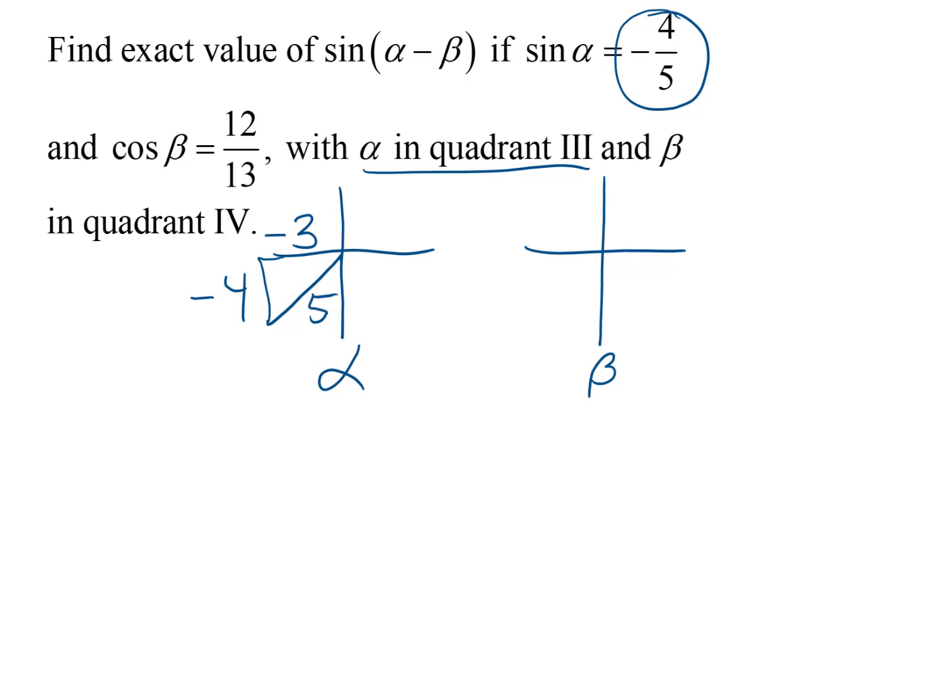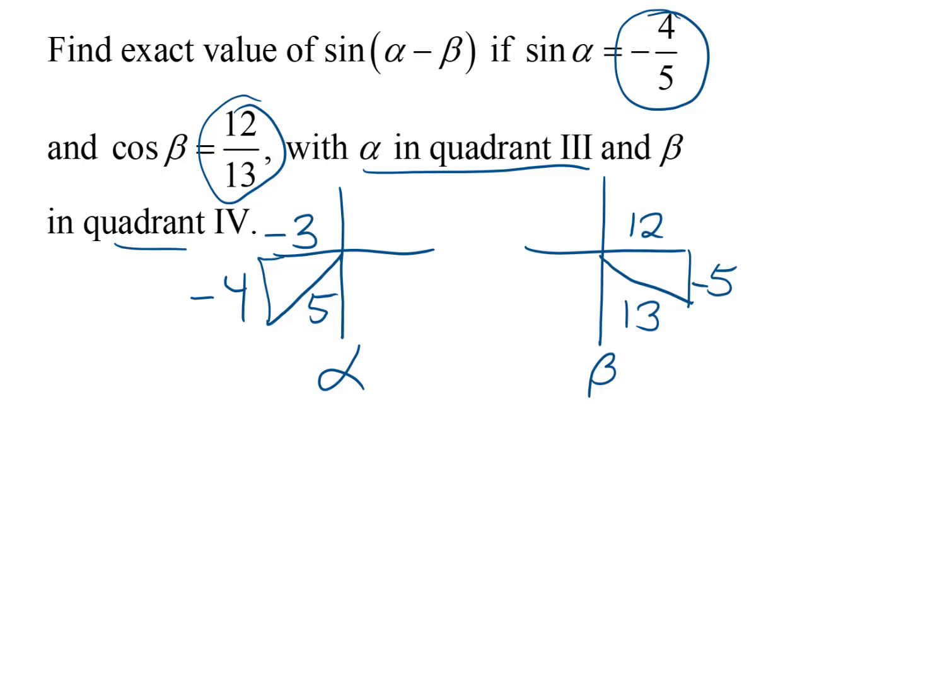Now I'm going to do beta. It says beta's in quadrant 4, so I draw a triangle in quadrant 4. And I need to label it so the cosine is 12/13. Cosine is adjacent over hypotenuse, and then I find the missing side, which is a 5. I put a negative on it because y values are negative there.